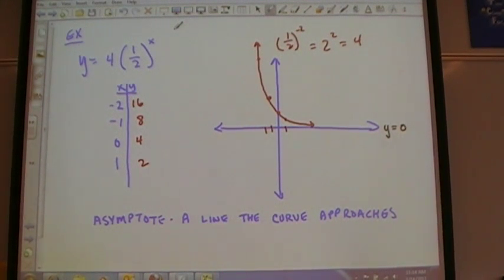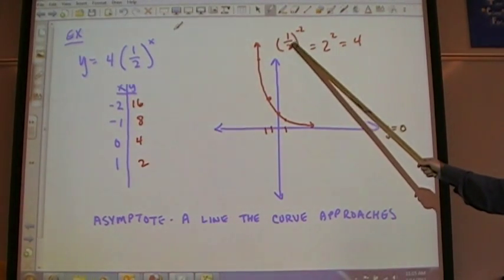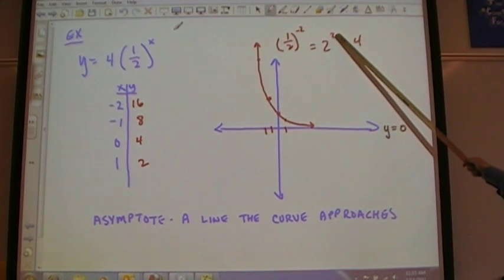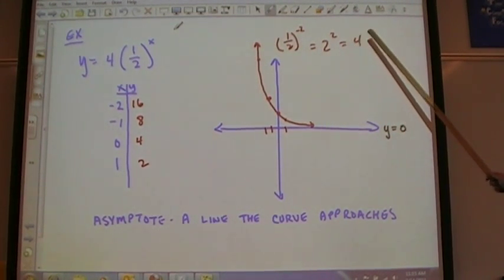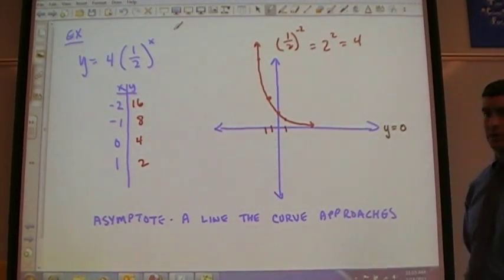How did you get the 4? 1/2 to the -2. You can't have negative exponents. How do you get rid of a negative exponent? You take the reciprocal of 1/2. So it becomes 2 to the +2, which is 4. So this is 4 right here times 4 is 16.